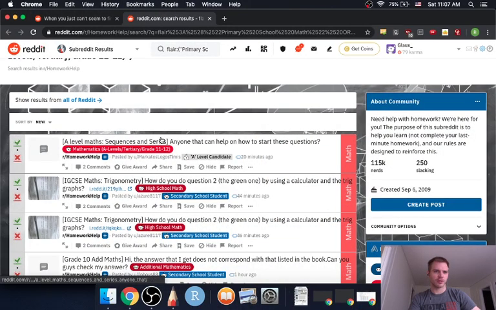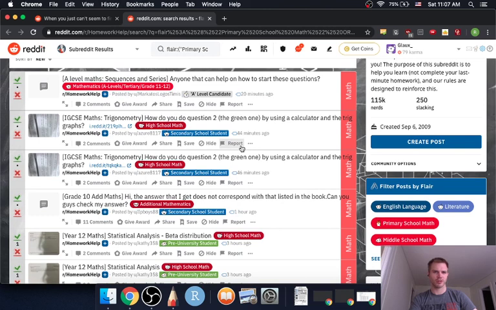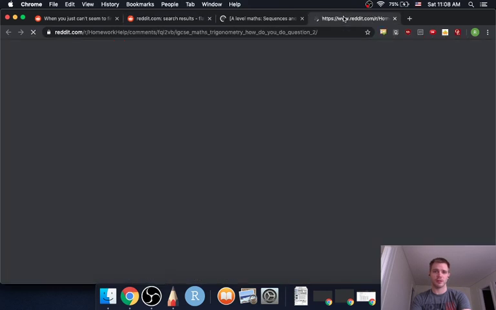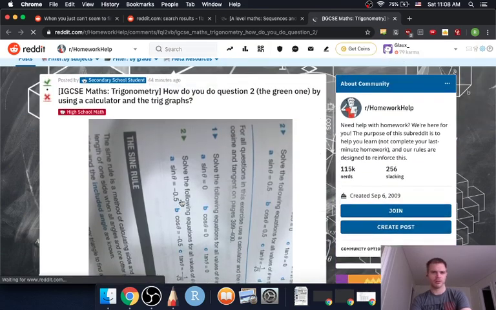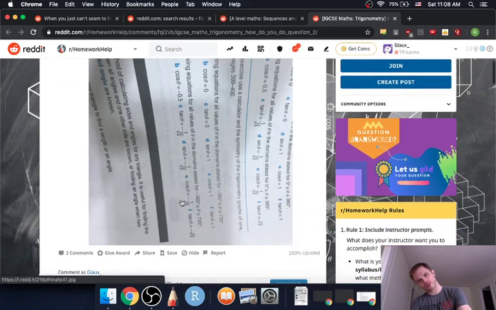Trying to find some math problems to help with on the homework help subreddit. Sequences and series. I suck at sequences and series. How do you do question 2? Solve the following equations for all values of theta in the domain stated from negative 360 to 720.